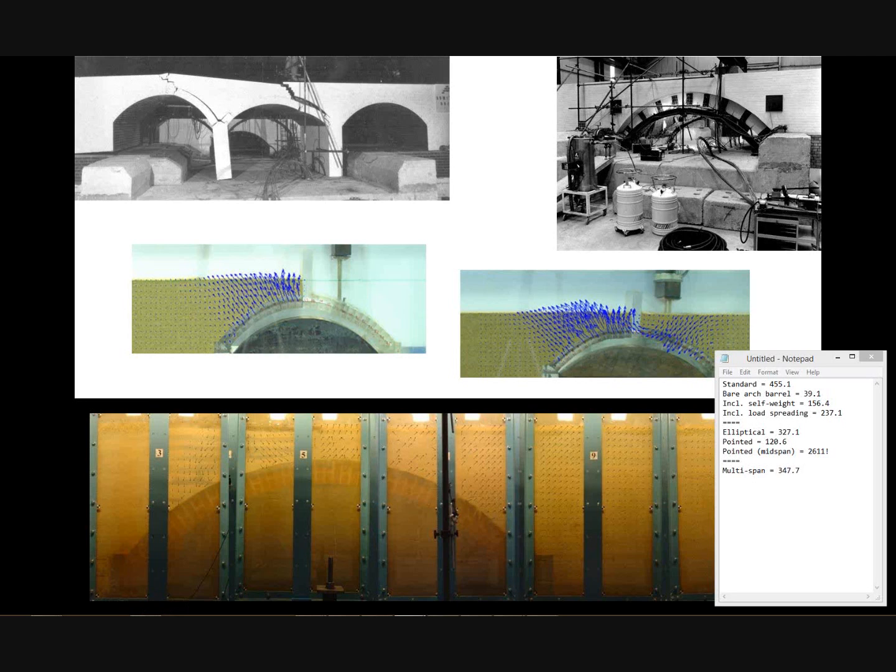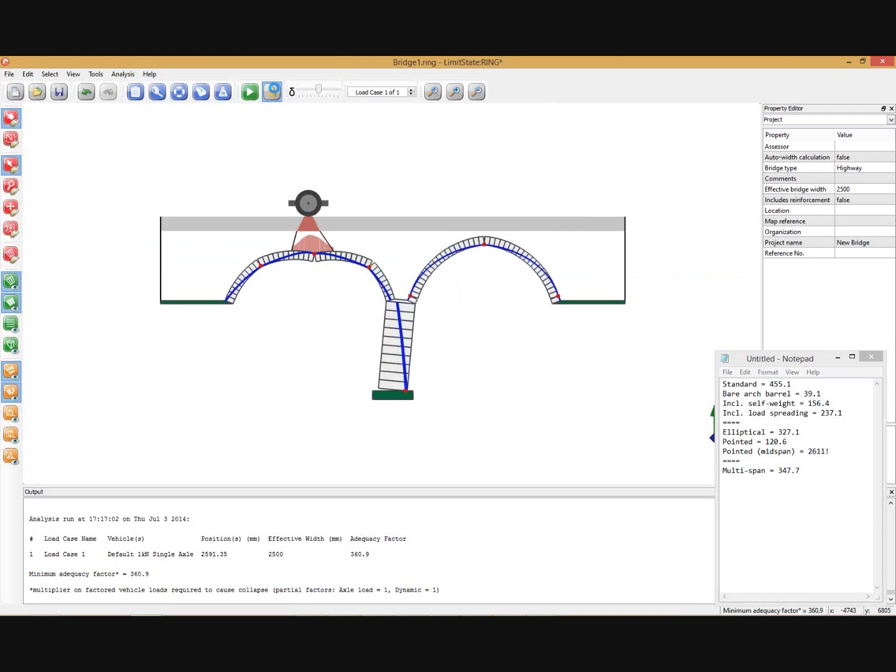So we're constantly improving the software in the light of research that's carried out. If you want to see details of that, then there's more provided in the user manual. One of the more recent tests that we've carried out in the laboratory has been not of a highway bridge, but of a railway bridge.